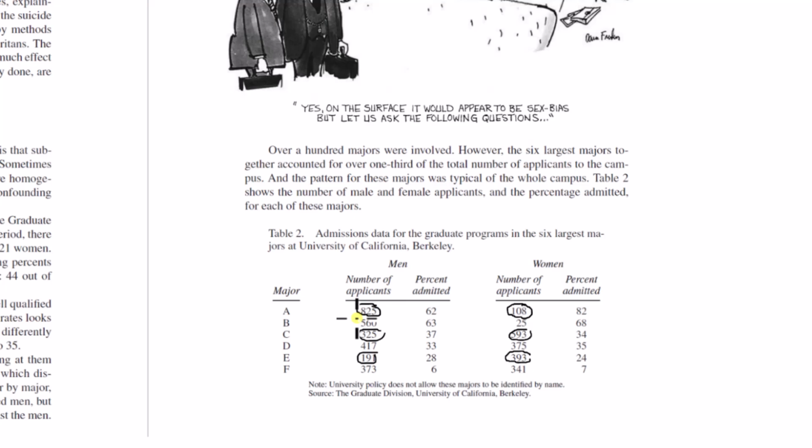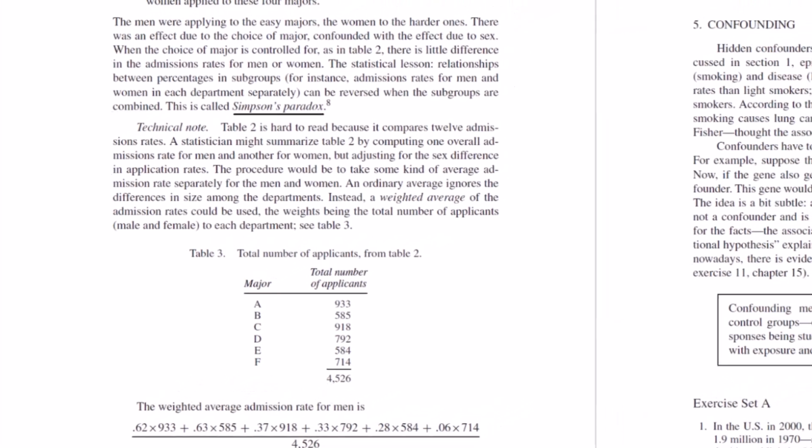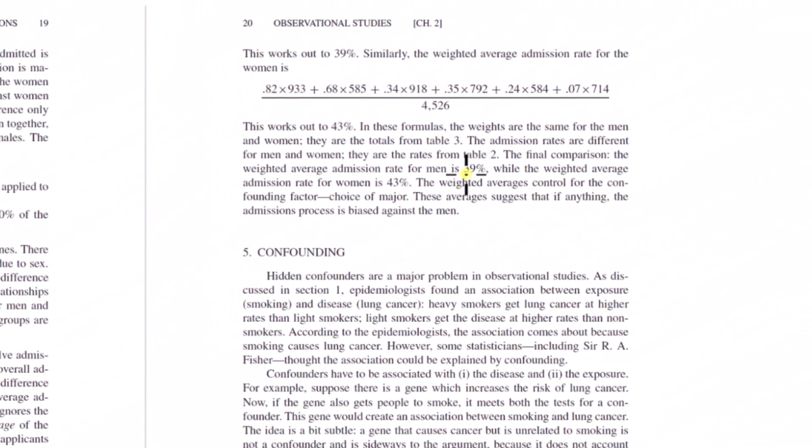So we haven't talked about what a weighted average is yet. But the average of the percents weighted with the number of applicants. So in other words, if there's a higher number of applicants, then that percent gets more weight in the average. So doing it that way, the weighted average, the admission rate for men is 39%, while the admission rate for women is 43%. So if anything, it's favoring women. But to me, I would say that's pretty much equal.